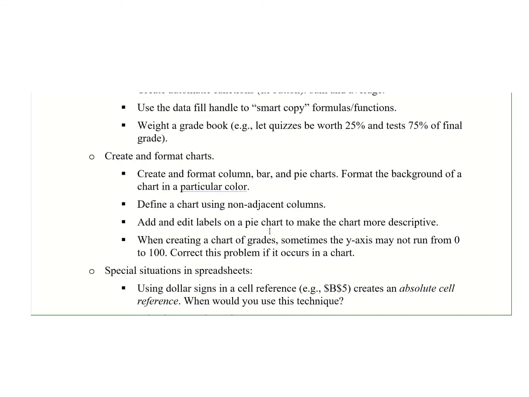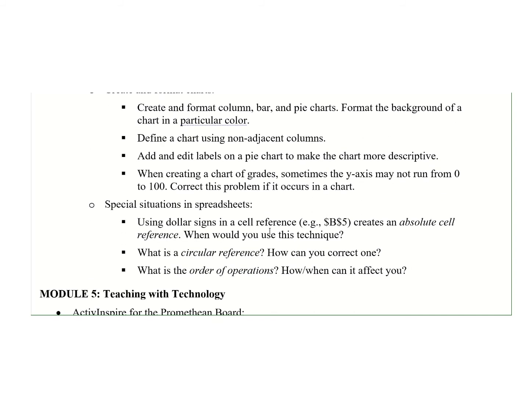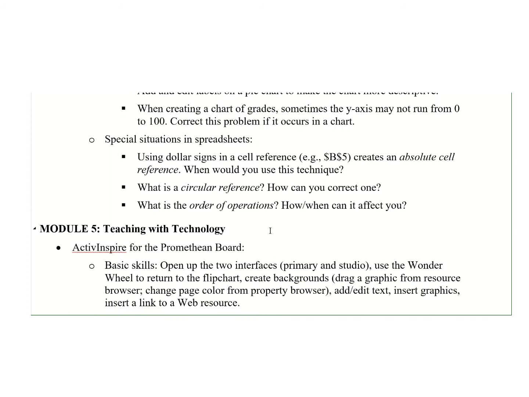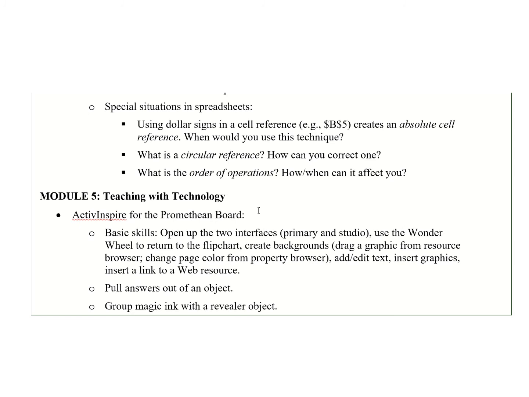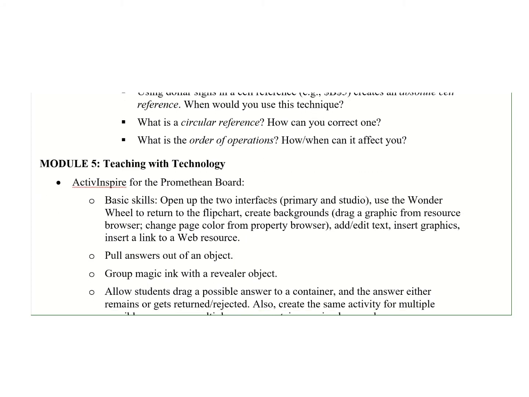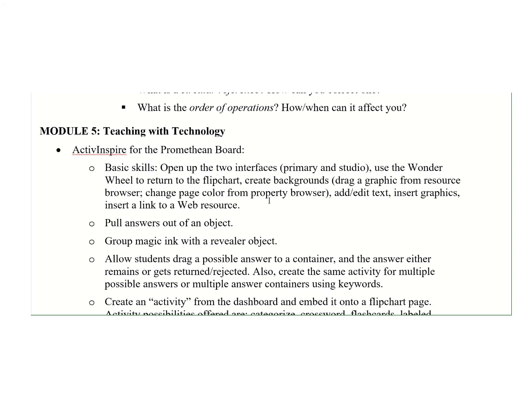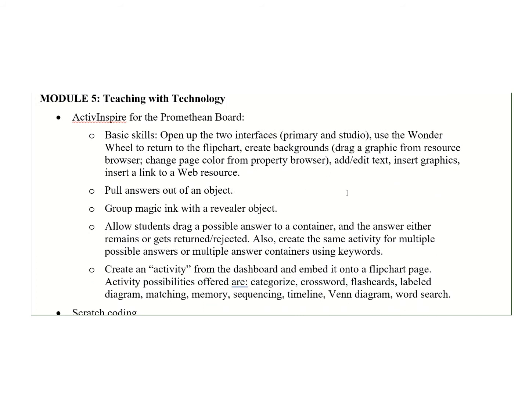We used data fill handle, and we looked at smart copying, and we also looked at how you could weight a grade book. We created and we formatted charts. And we looked at a couple of special situations in spreadsheets. We looked at using the dollar signs to create an absolute cell reference. We don't get to use that very often, but we pointed that out. We also pointed out the circular reference error. Doesn't happen a lot, but if you encounter that, you know how to correct it. And we looked at the order of operations, which is if you were trying to do a grade book and you're trying to find an average, you have to use parentheses in order to respect the order of operations.